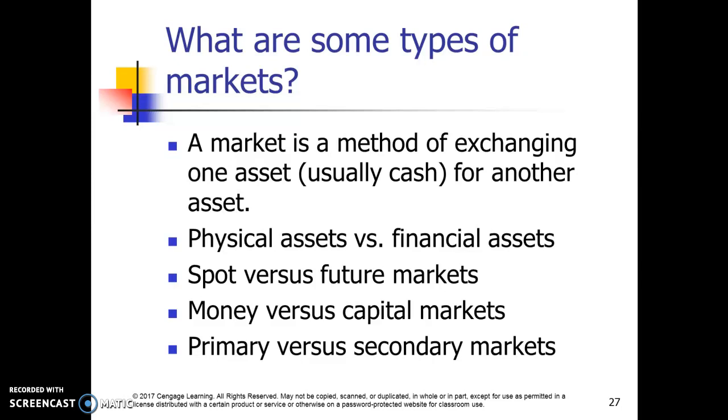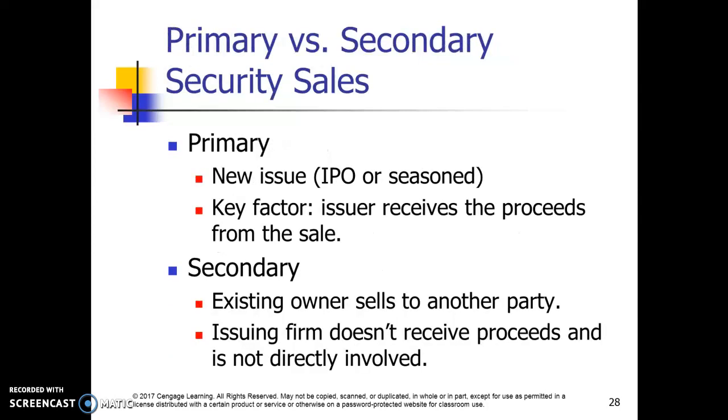All right, what are some types of markets? A market is basically where you're exchanging an asset for another. You have physical assets, you have financial assets. Spot versus future markets. So spot is going to be what is it worth today, and then future, obviously, what is a stock or a bond worth in the future. Money versus capital, right? People trade in money, currencies. That's really what that is looking at. And primary and secondary. And we'll see that here in a second.